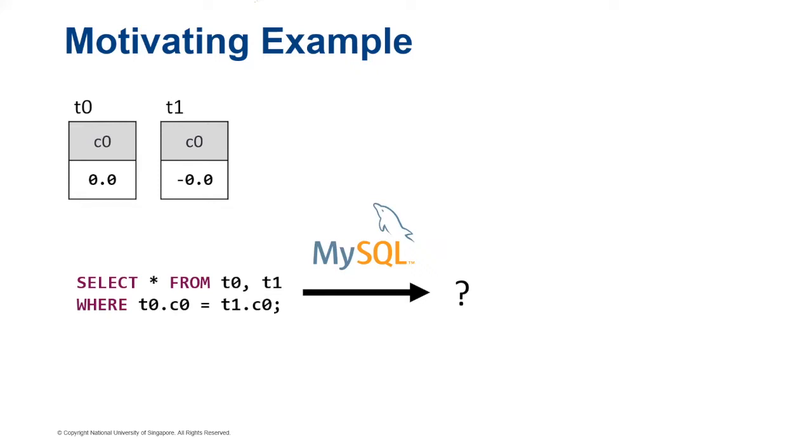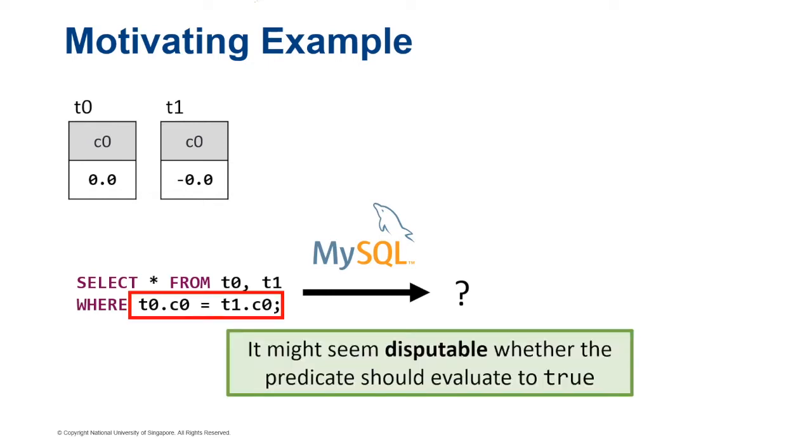And then we ask MySQL to fetch the cross product of all values from these two tables, T0 and T1, where the column averages to the same value. Now, what's the expected output here? Well, first of all, I would argue it's disputable whether the predicate should evaluate to true or not. Anyone wants to guess or comment why? You say true? Yeah. Why?